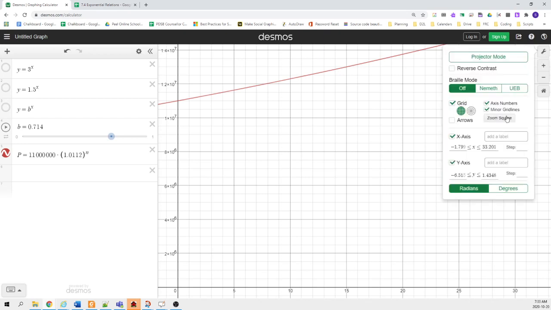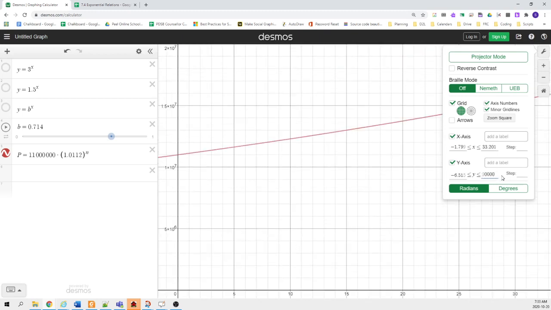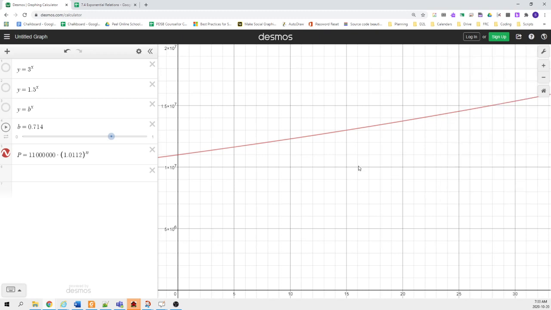I think I need a little bit more room on the vertical axis, so I'm going to go maybe 20 million. Now I have a pretty good graph of this population growth. It looks like a straight line, but it's actually got a slight curve to it.